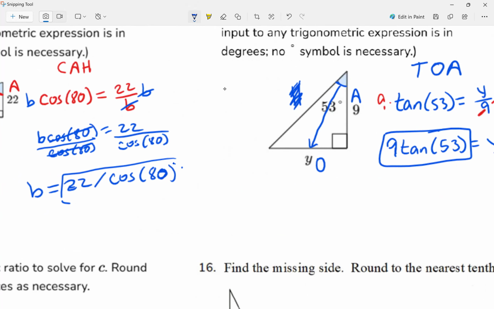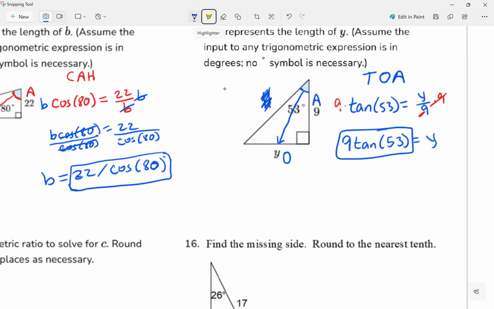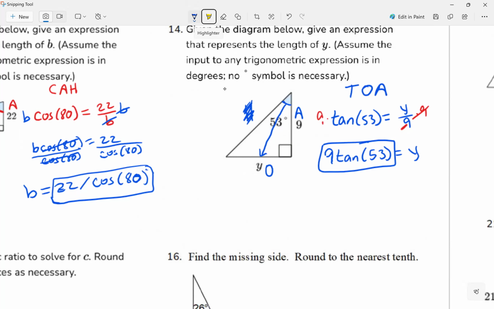Now, something I do want to point out. My cosine, my tangent, or if I was to use sine, notice I'm using lowercase letters. So when you guys type them in, do type in lowercase letters only. Don't capitalize any. And also notice for cosine of 80, the 80 is inside parentheses. Notice I did the same for tangent of 53. Don't forget your parentheses. Okay? All lowercase, don't forget parentheses.